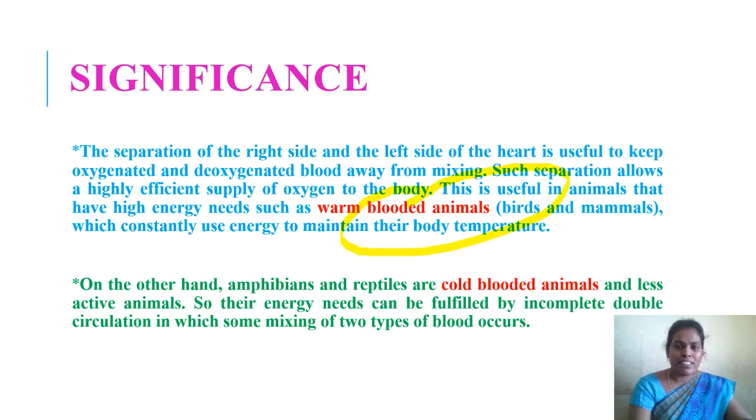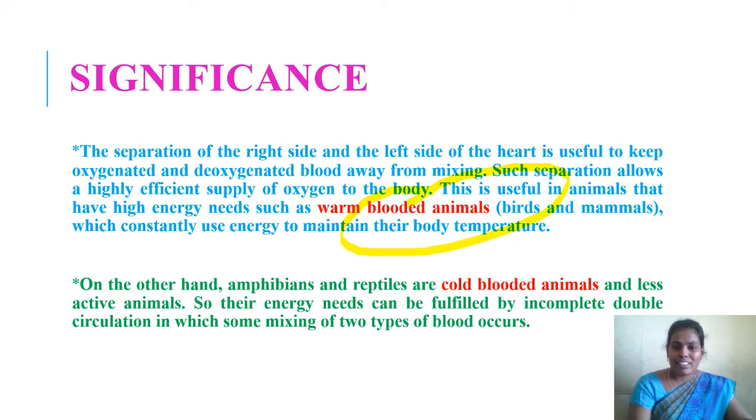Birds and mammals are called warm-blooded animals, which maintain their body temperature constantly. To maintain that body temperature, they use a lot of energy. To get that energy, they need an efficient supply of oxygen. To get this supply of oxygen, they need oxygenated blood separately, which gets separated in the left side and right side of the heart. Then you can easily understand why oxygenated blood and deoxygenated blood get separated in the chambers of the heart, which prevents mixing.